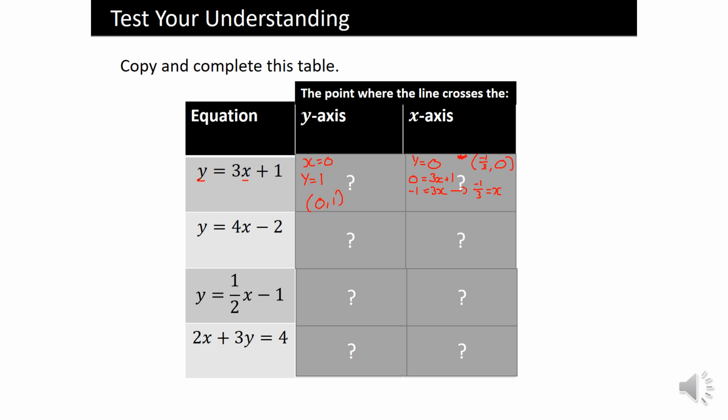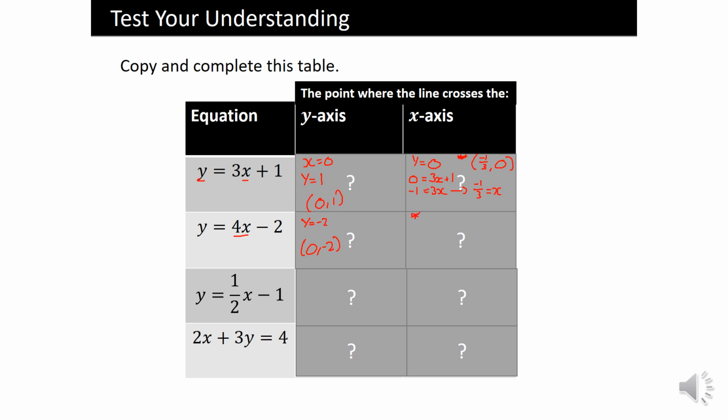Okay, next one down, we've got y equals 4x minus 2. Where it hits the y-axis, that is where x equals 0. So we set x equal to 0. That term will vanish, and we just end up with y equals minus 2. So now we can just write the coordinates 0, minus 2. This one, again, a little bit trickier.